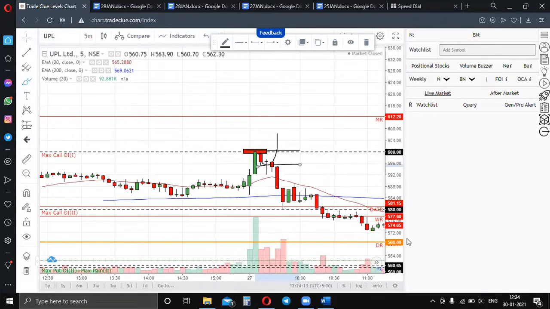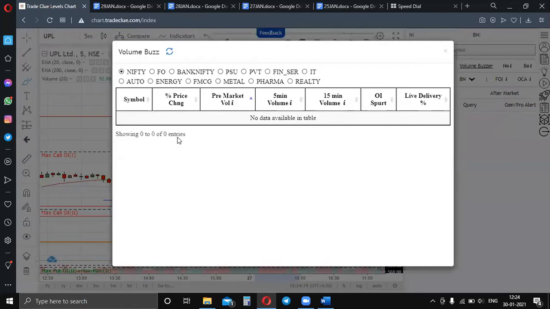Now let's first complete these examples to get the idea. Naina asked me how to quickly judge this volume buzzer. As soon as you open this chart from 9:08, 9:09 a.m., you will start getting all the data here in this particular chart. What are you going to get?